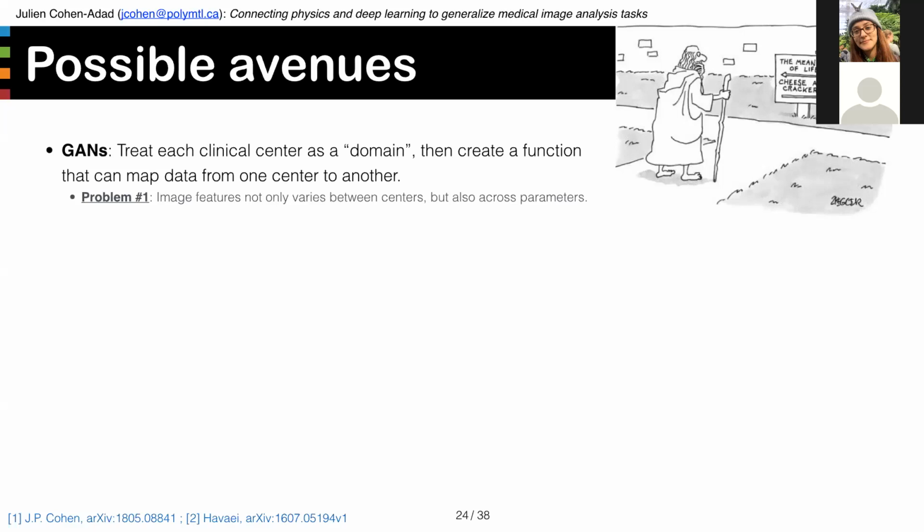There are several problems with GANs. First is that image features not only vary between centers, but also across parameters. So it would be difficult to basically find a transformation that would fit all the existing differences across the MRI parameters. Another problem is that domain adaptation can introduce some bias, as Joseph Paul Cohen showed in a recent paper.